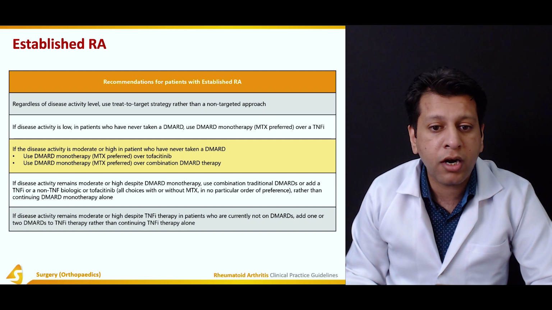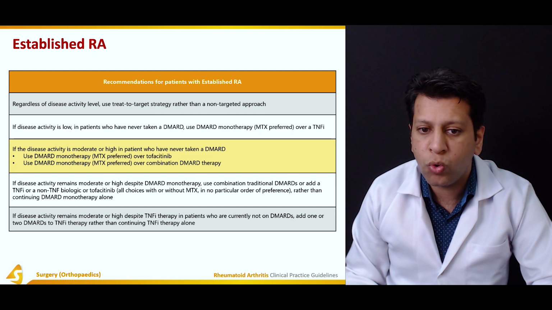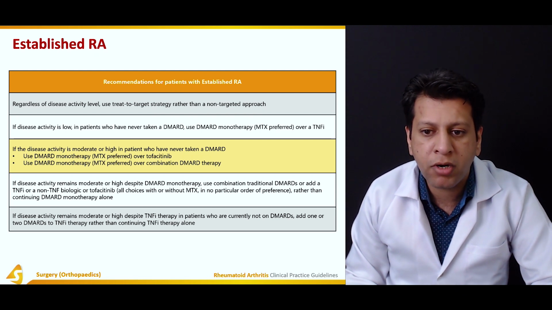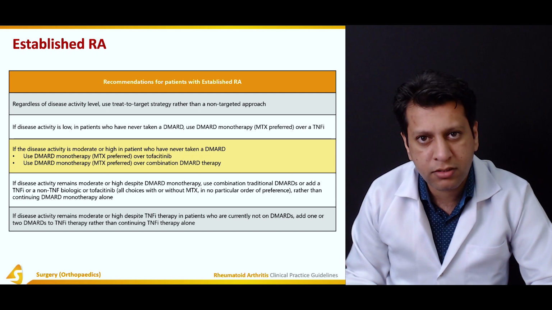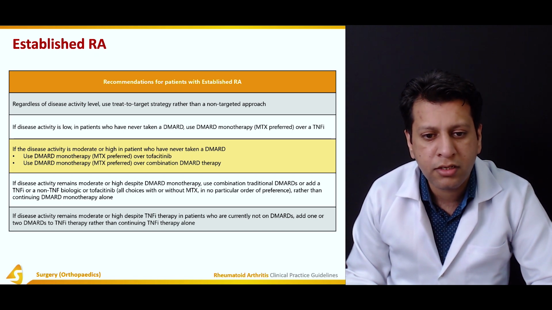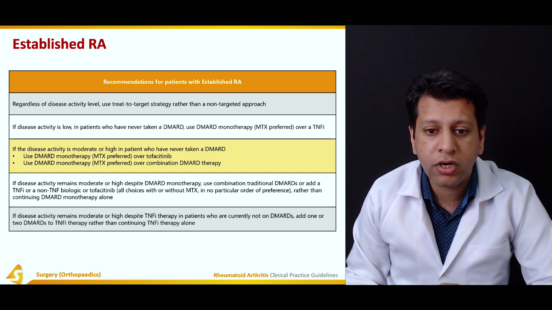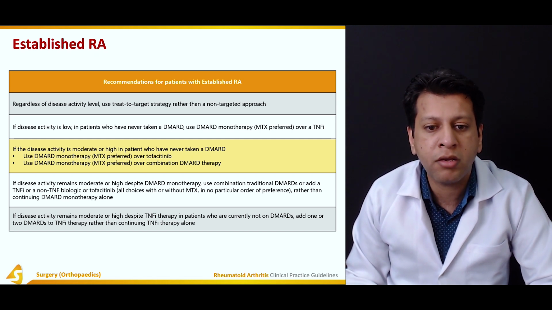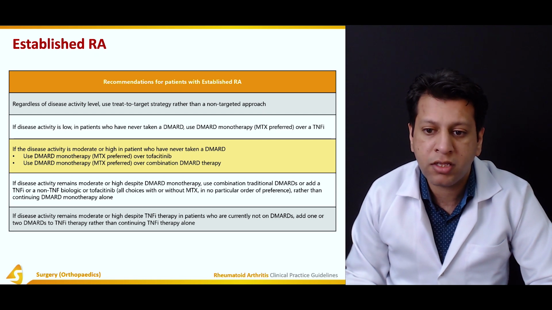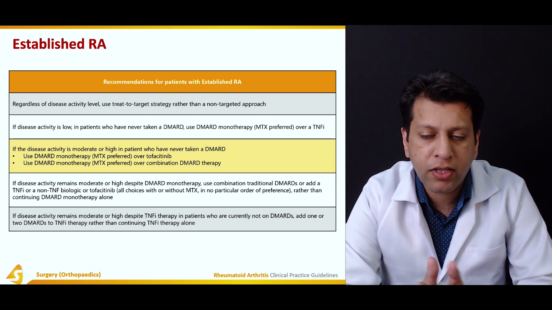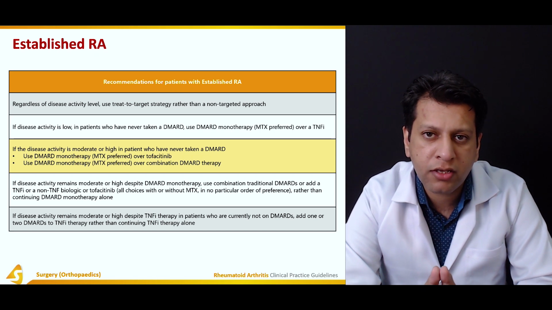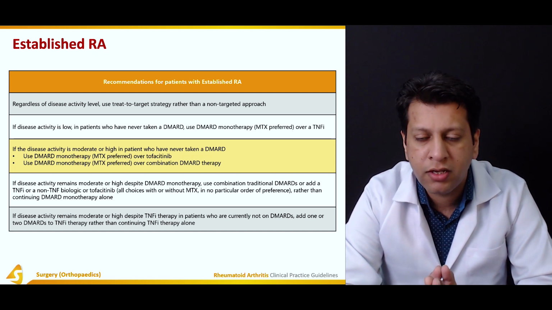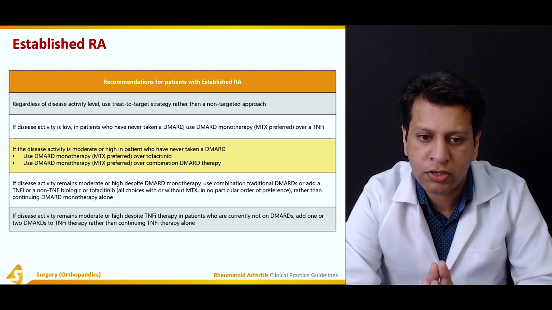These include, regardless of the disease activity, use a treat to target strategy. If disease activity is low in patients who have never taken DMARD, use DMARD monotherapy as in early rheumatoid arthritis. If the disease activity is moderate or high in patients who have never taken DMARD, use DMARD monotherapy over tofacitinib. Use DMARD monotherapy over combination DMARD therapy. Similarly, whether it's early rheumatoid arthritis or an established case, you have to start with DMARD straight away. The most preferable drug is methotrexate.